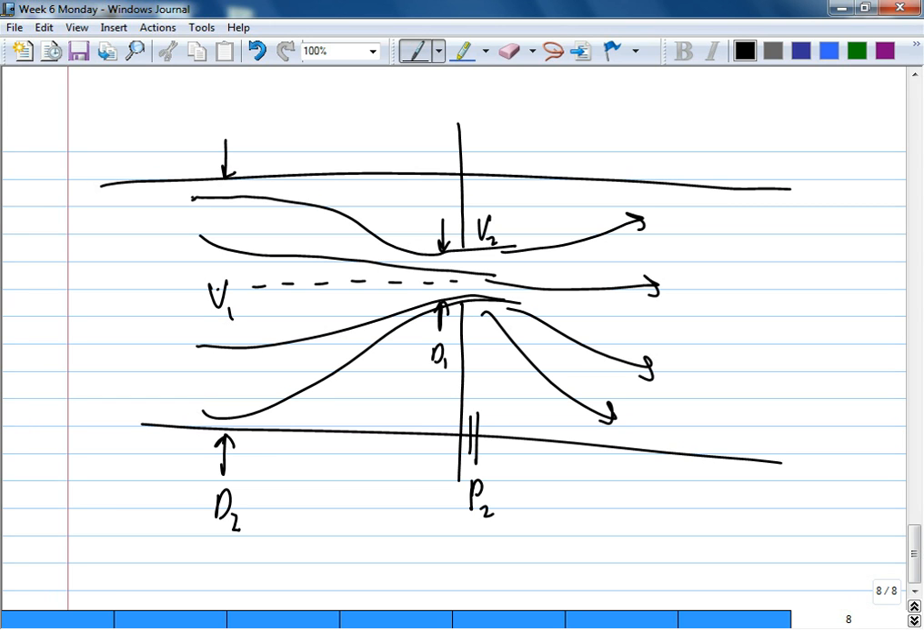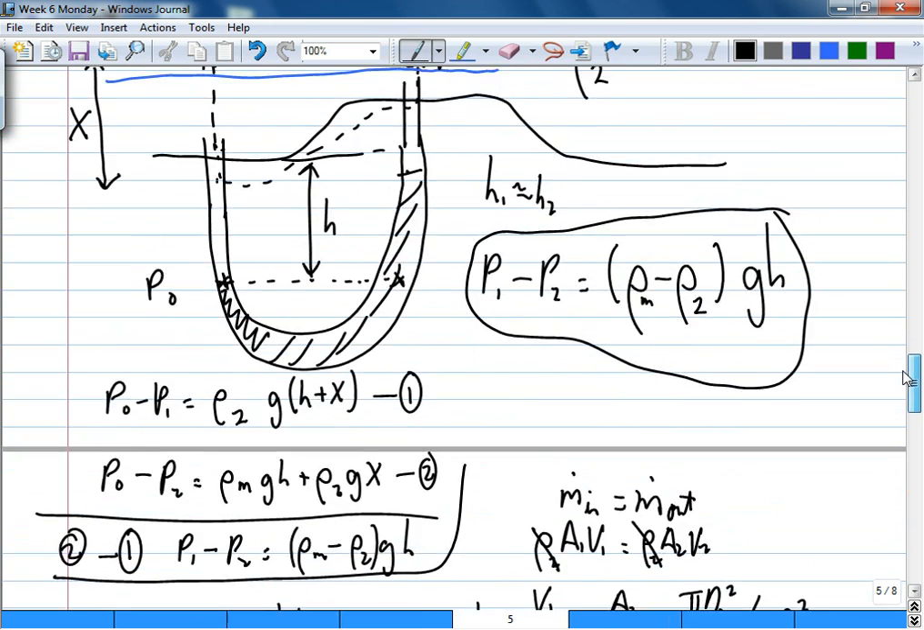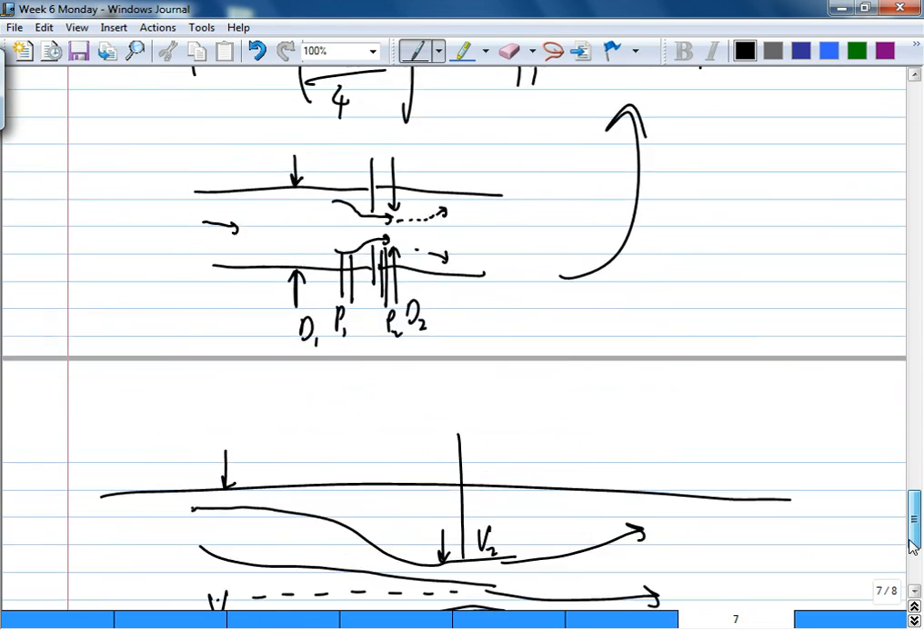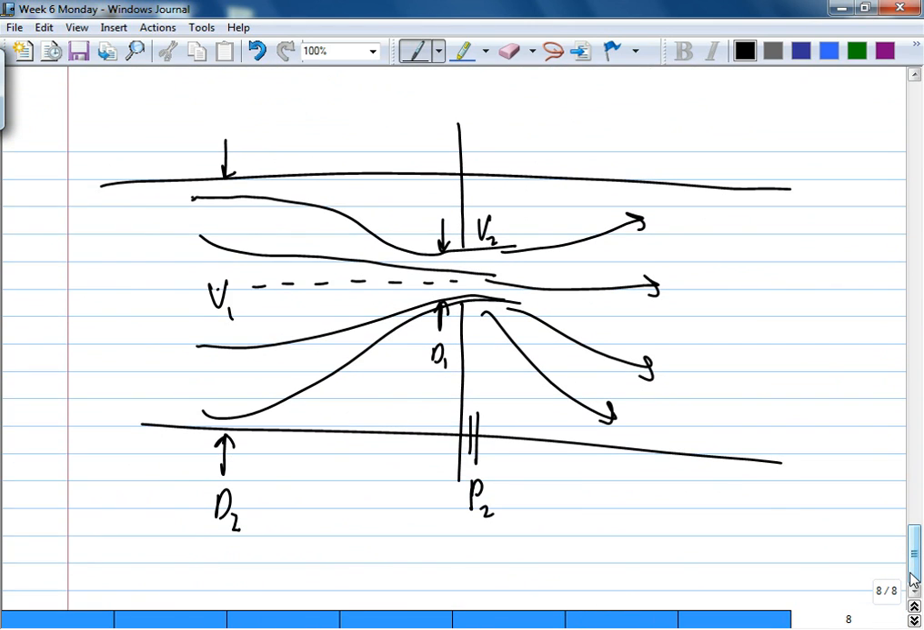What's the difference? No difference. While theoretically there's no difference, normally these type of devices have losses. There are pressure losses due to you squeezing the flow and all that. So normally the losses here are relatively small. The losses here are relatively large.